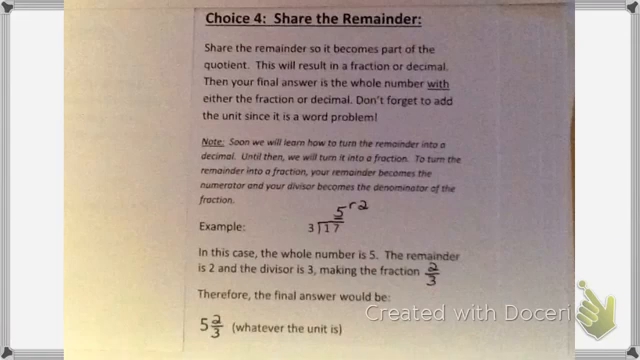So for question number 4, we used choice 4, share the remainder. We were able to share the remainder so that it becomes part of the quotient. This will result in a fraction or decimal. Right now we're using fractions. Our final answer is the whole number with the fraction. We don't want to forget to add the unit because it's a word problem, and in this case the unit was bags of Skittles. And remember, when you're making the remainder into a fraction, you make the remainder the numerator on top and the divisor the denominator on the bottom.